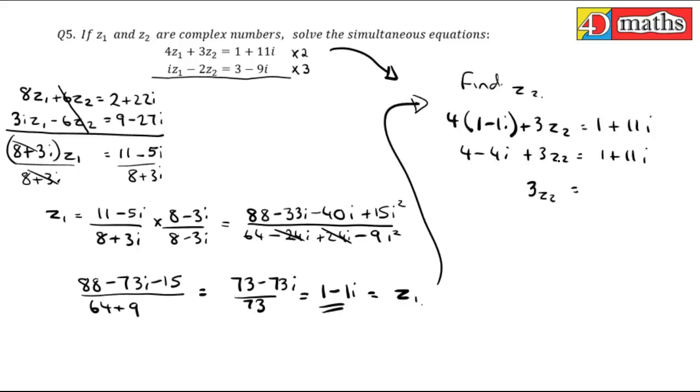So I'm going to bring it over, and when you bring it over, you get minus 3 and you get plus 15i. Divide both sides by 3. Z2 is equal to minus 1 plus 5i. So there's my two values. There's Z1 and there's Z2.